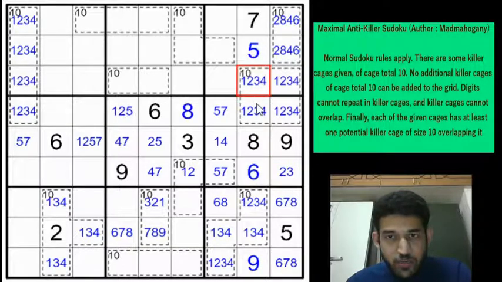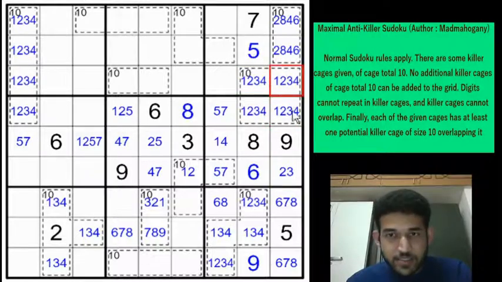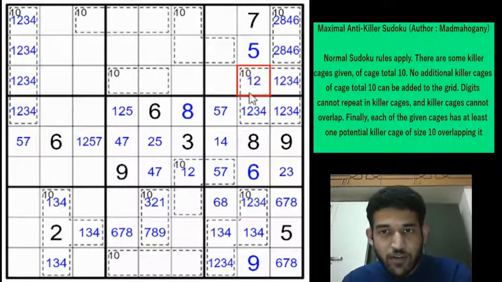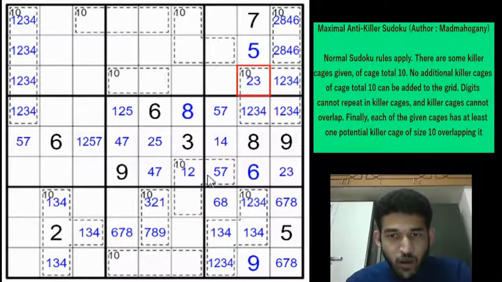Now we know that 1, 2, 3, 4 all have to be in these cells. So if you put a 2 here, it cannot be in these 3 cells. So it has to be in this cell, right? And similarly, if you put a 3 here, it cannot be in these 3 cells and it has to be here. So either way, whatever this cell is should be here. So this is a 2 or a 3. Beautiful.